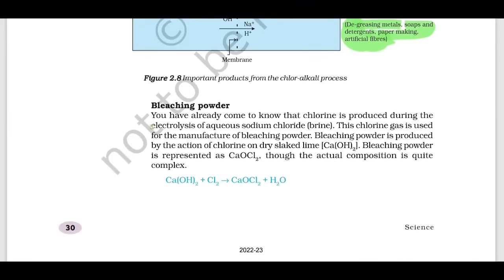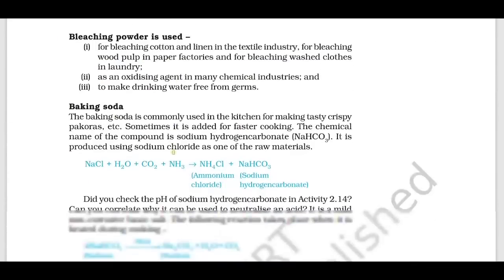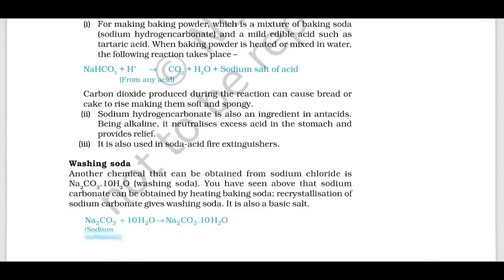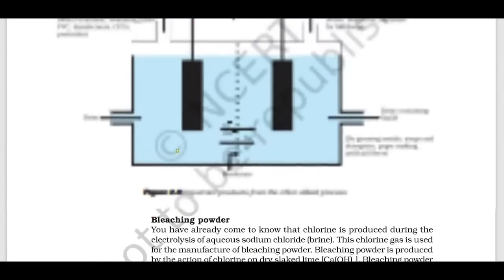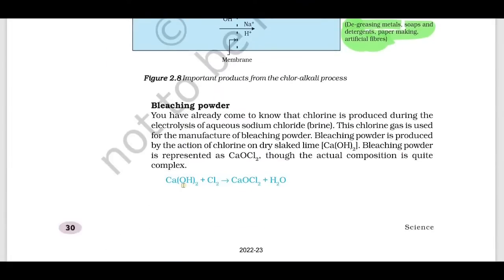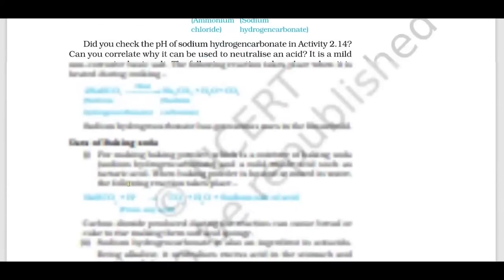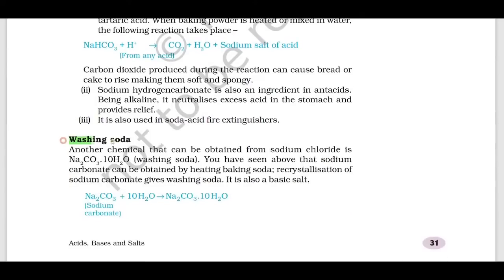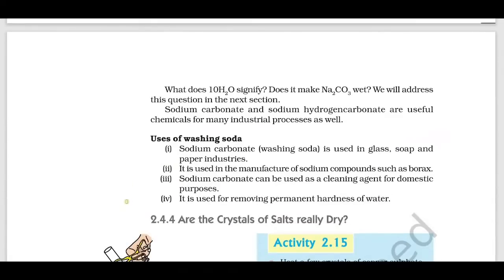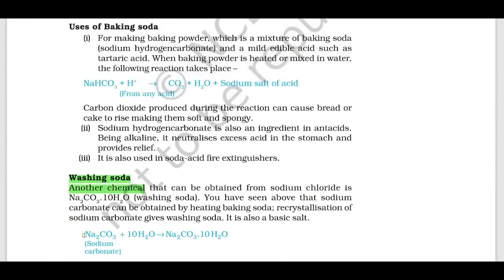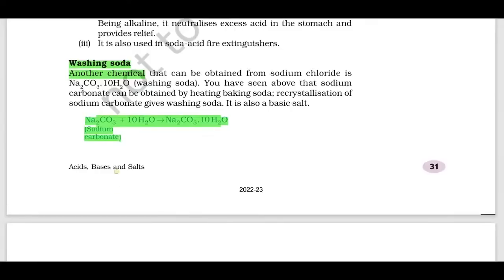Now the salts: we have bleaching powder, baking soda, washing soda. With the uses, you should know the preparation also. You should know how bleaching powder is prepared, how baking soda is prepared, and how washing soda is prepared. Preparation is very important. Not only the uses, you should know the preparation of those salts with chemical equations.